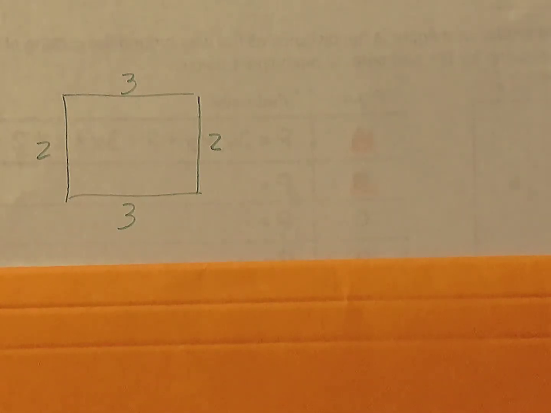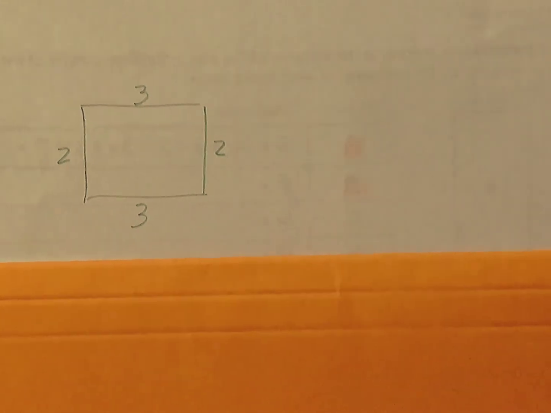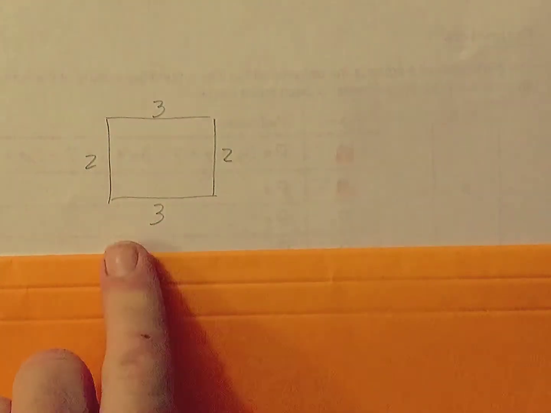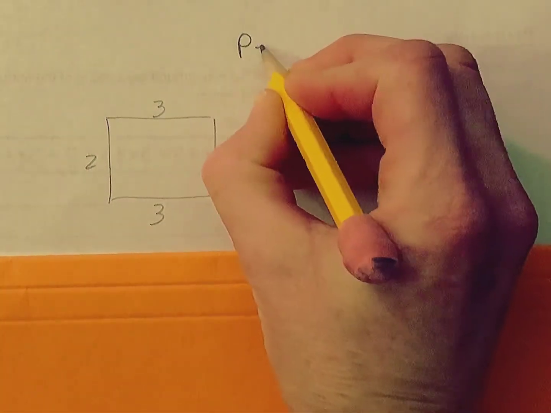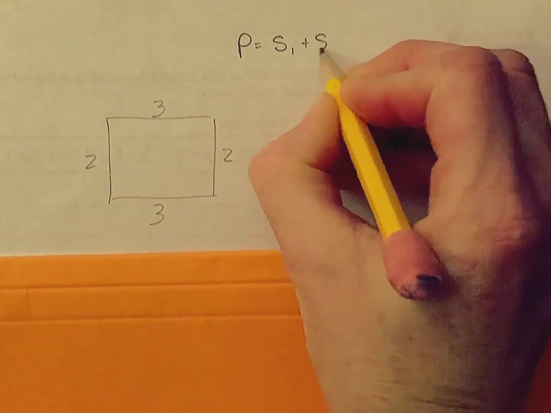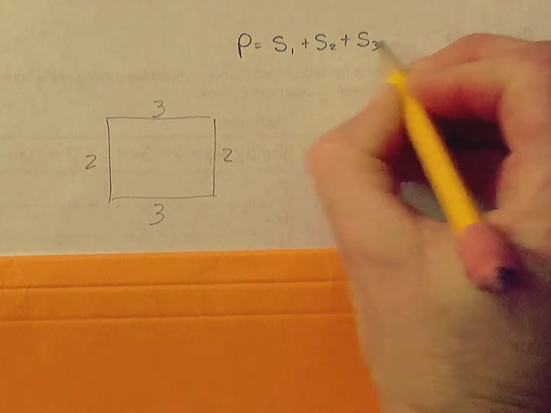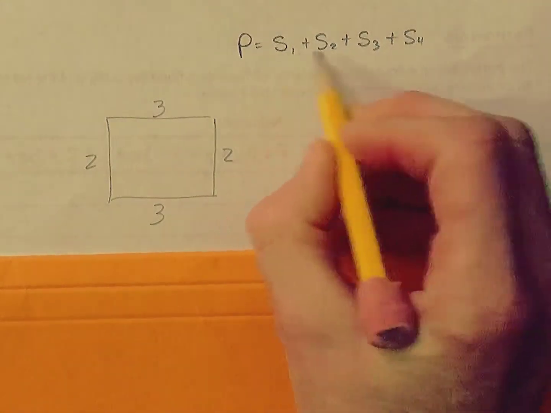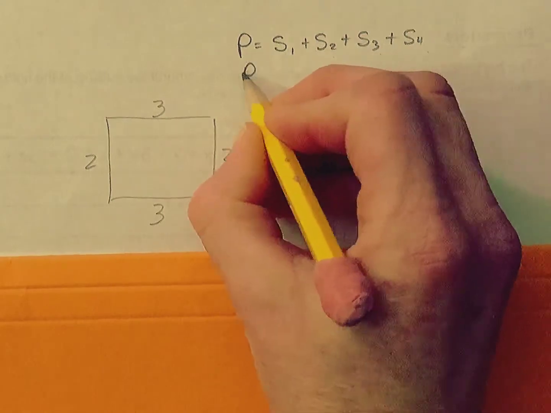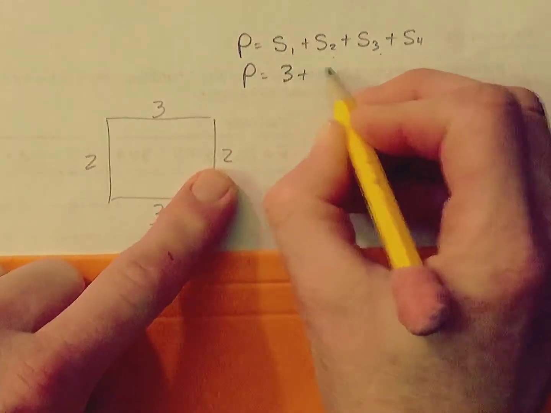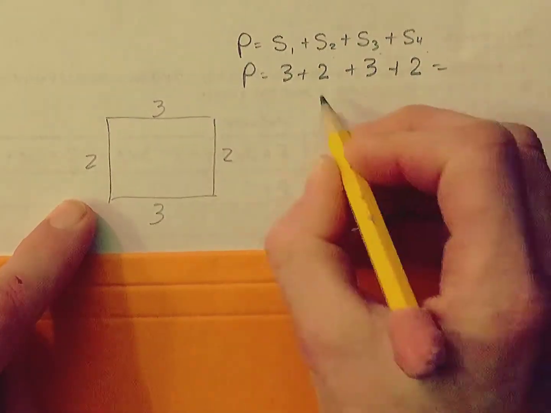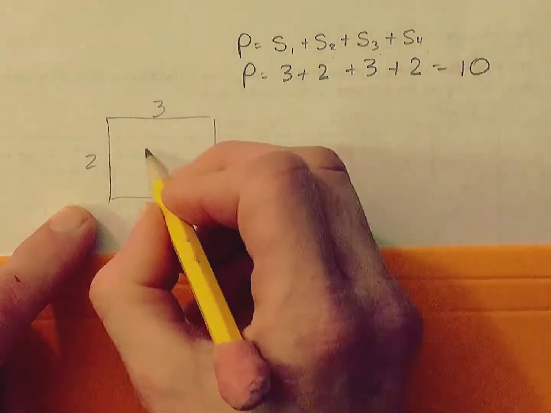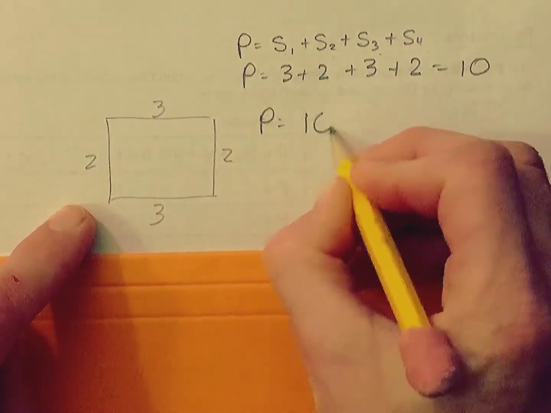Before we start on page 15, I want to give you a little bit of a reminder on perimeter and how to find it and how to think of it more algebraically. So if we were to find the perimeter of this rectangle, we would just add all of the sides. So basically the perimeter is side plus side plus side plus side. Got side 1, side 2, side 3, side 4. So perimeter is 3 plus 2 plus 3 plus 2. Altogether that is 10. So the perimeter of this rectangle is 10.